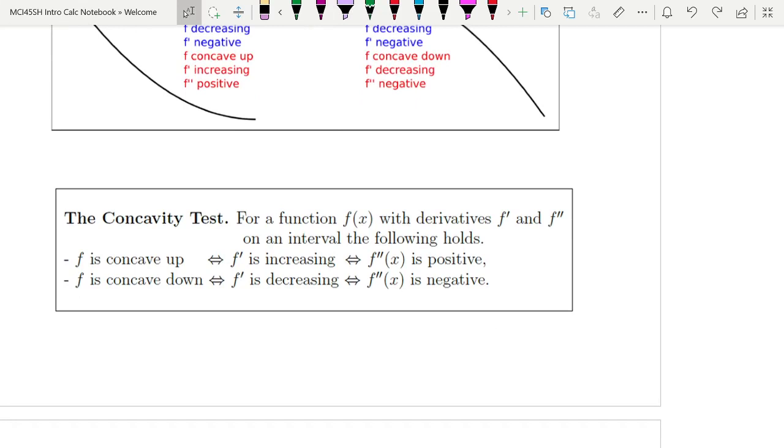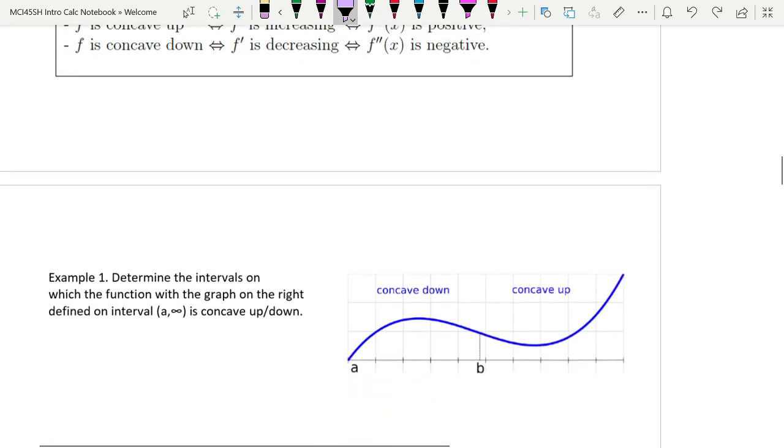If f is concave up, that means that f prime is increasing and f double prime is positive. If a function is concave down, its first derivative is decreasing and its second derivative is negative. So let's look at a diagram of something like that. This you might want to make a quick sketch of.